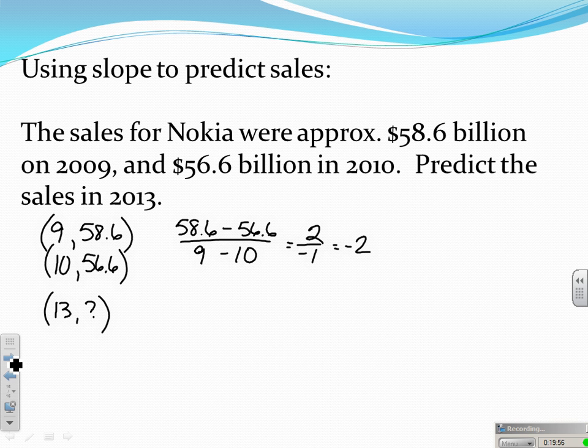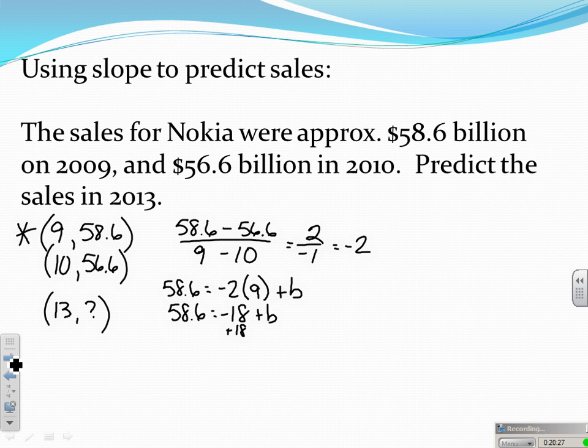Oh, I need to finish out my linear equation. Sorry, I only got halfway there. Once we have our slope, let's take one of our 2 points and use it in our point slope formula so that we can come up with an actual equation. They didn't give us an equation on this one. I think I'm just going to use the first one. So y is equal to mx plus b, so 58.6 is equal to -2(9) plus b.